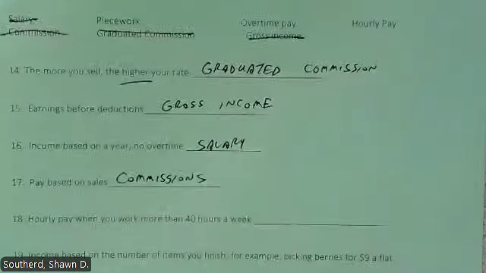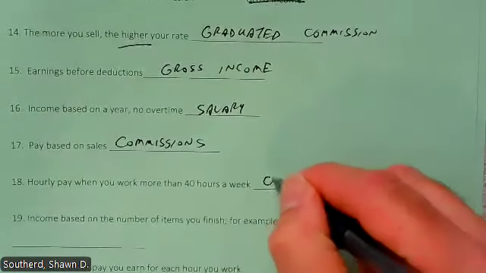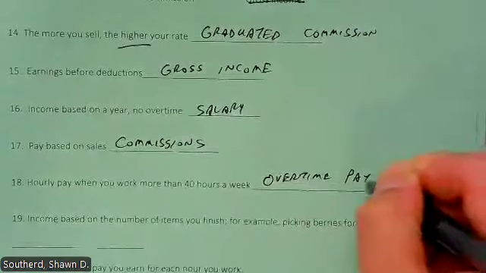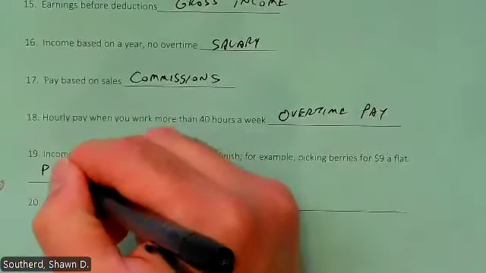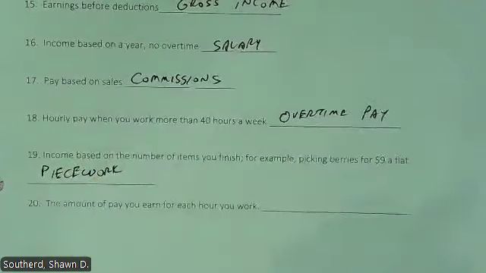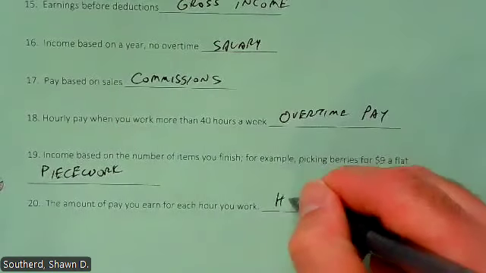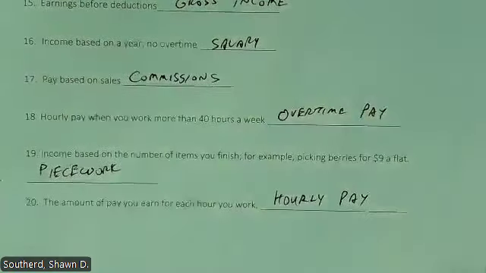Okay, the rate, the percentage. Hourly pay when you work from home, when you work more than 40 hours a week, that is overtime pay. And the income based on number of items you finish, that's going to be the piecework. Think about pieces of art that you sell. And lastly, the amount you earn per hour, those kinds of people are called hourly pay. So there you have it.